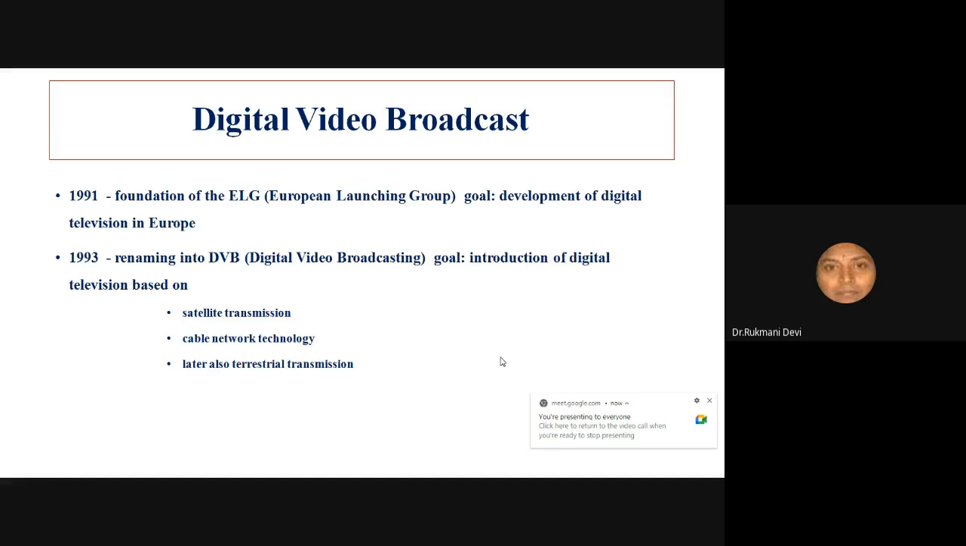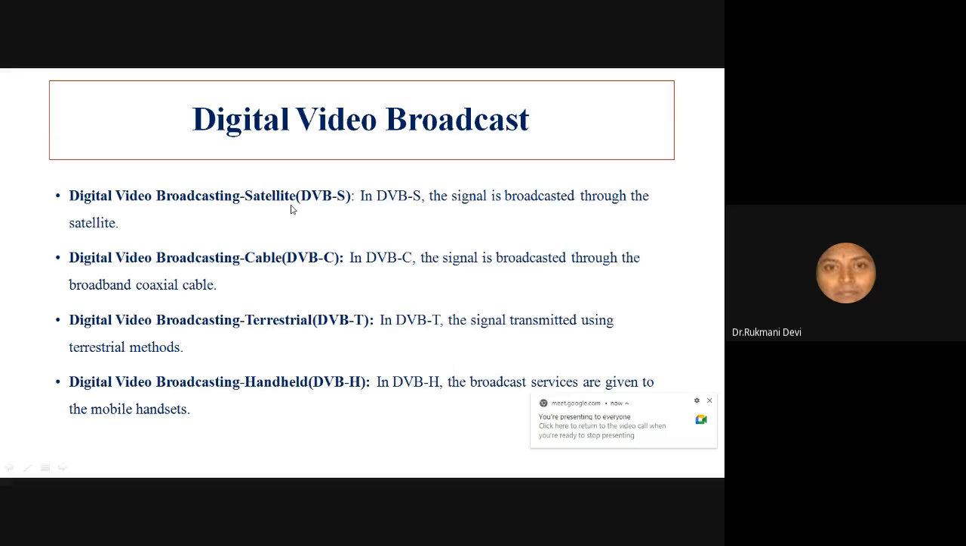Okay, so the digital video broadcast, satellite DVB-S. In DVB-S, the signal is broadcasted through the satellite. So digital video broadcasting cable, this is for satellite, this is for cable. In DVB cable, the signal is broadcasted through the broadband coaxial cable. Then the digital video broadcasting terrestrial. So the signal is transmitted using terrestrial methods.